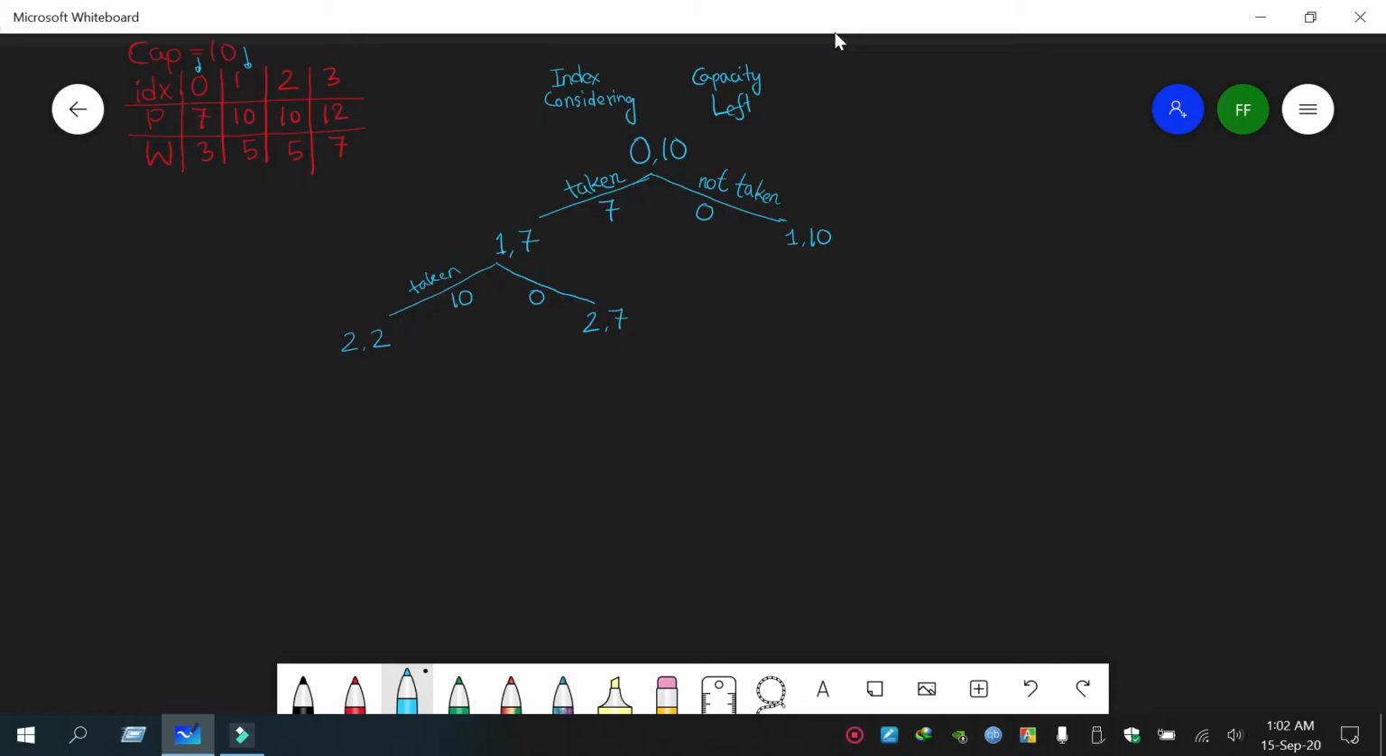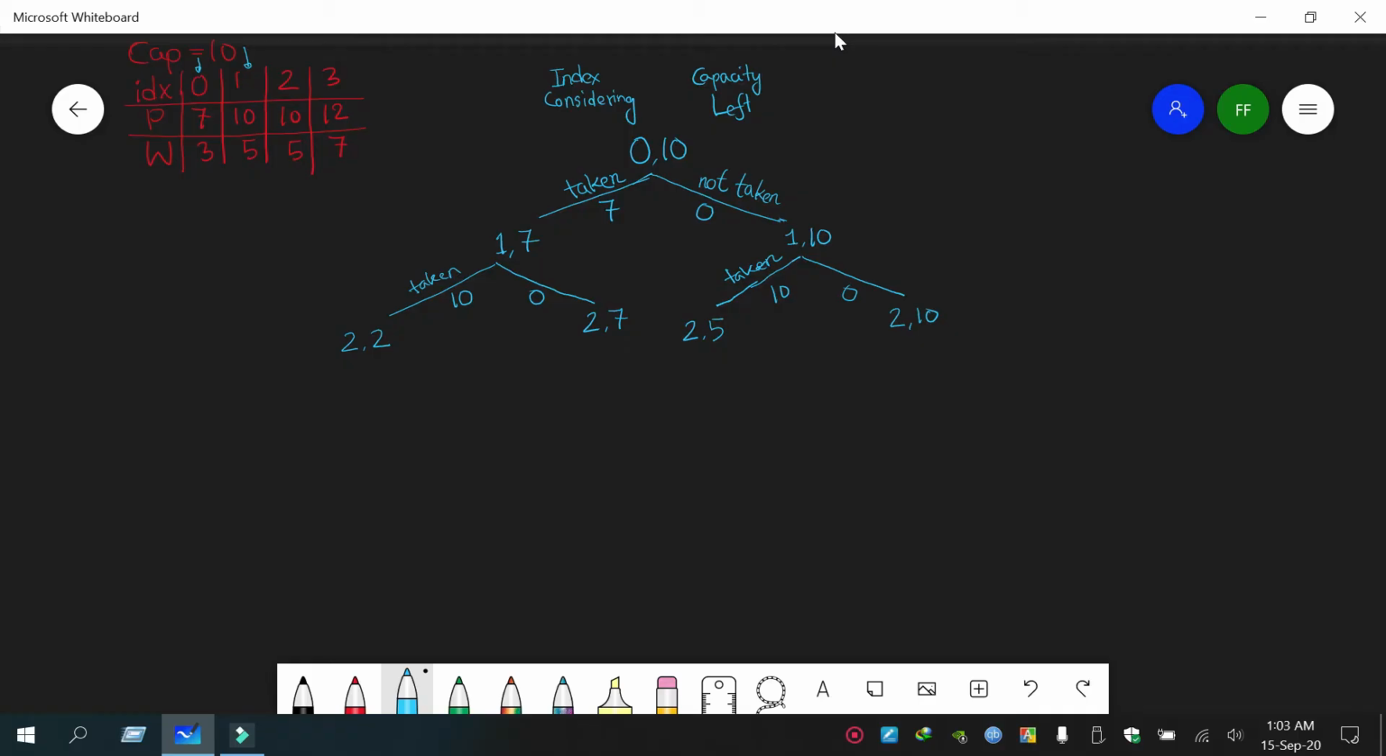Similarly, on the right side, the situation 1, 10, if we take the item from this step, then 10 will be added because the price of the item at index 1 is 10, and the index will be 2 because the index has been considered, and as the capacity was 10 before this decision and the weight of this item is 5, it will get reduced to 5. But if we don't take it, then the index will be increased, but the capacity will remain the same and nothing will get added.